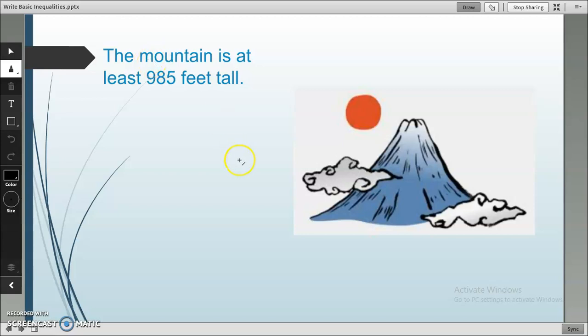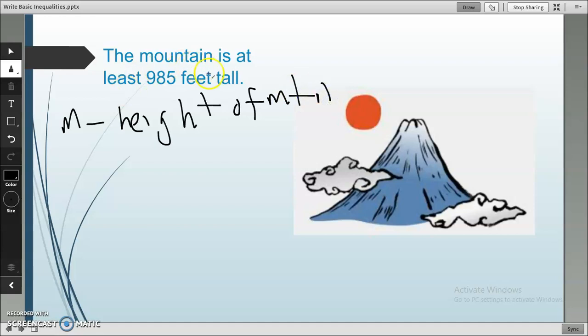All right, the last one, the mountain is at least 980 feet tall. So we'll say M is for height of mountain. And we did this one before, at least. We just did an example with at least, so I won't go back to my chart. So my M has to be greater than or equal to 985 feet. So in order for it to be a mountain, it has to be greater than or equal to 985 feet.